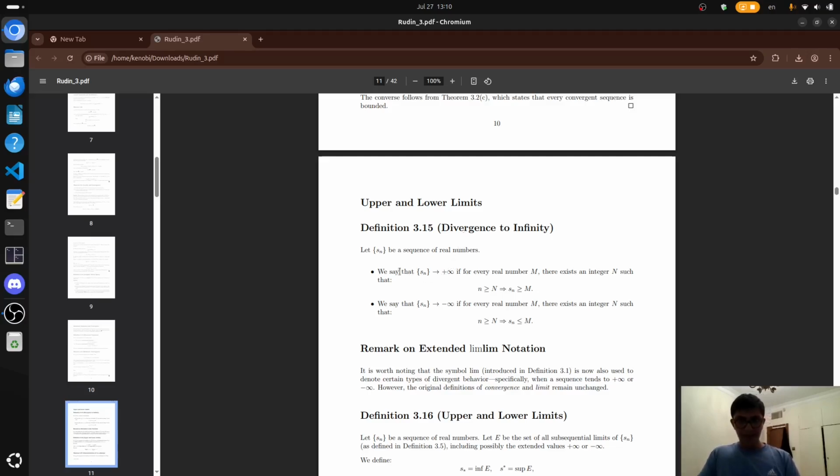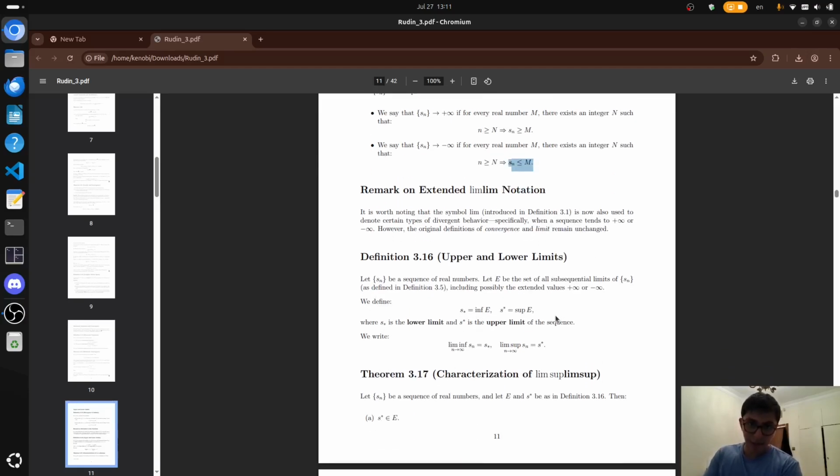Now, when we have divergence to infinity and negative infinity, basically we're finding an N such that s of n is greater than or equal to some number M for every number. So for every imaginable number, you can find some point of a sequence that is greater than that. So of course it's going to go to infinity, because for every number, it's going to be greater than it from some point onwards in the sequence. And basically it's the opposite for negative infinity.